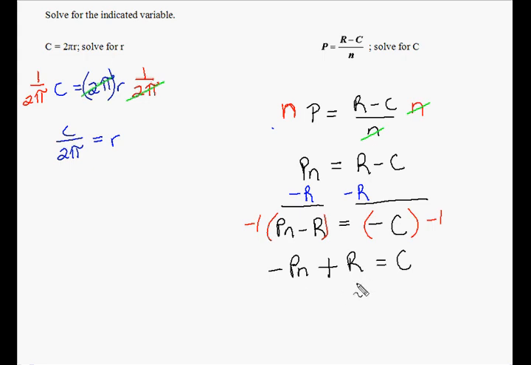And typically when you look in the back of the book for answers, you're going to see r subtract Pn equals c. They tend to start with positive things, and this is less writing. I didn't have to write 2 symbols, I only had to write 1.